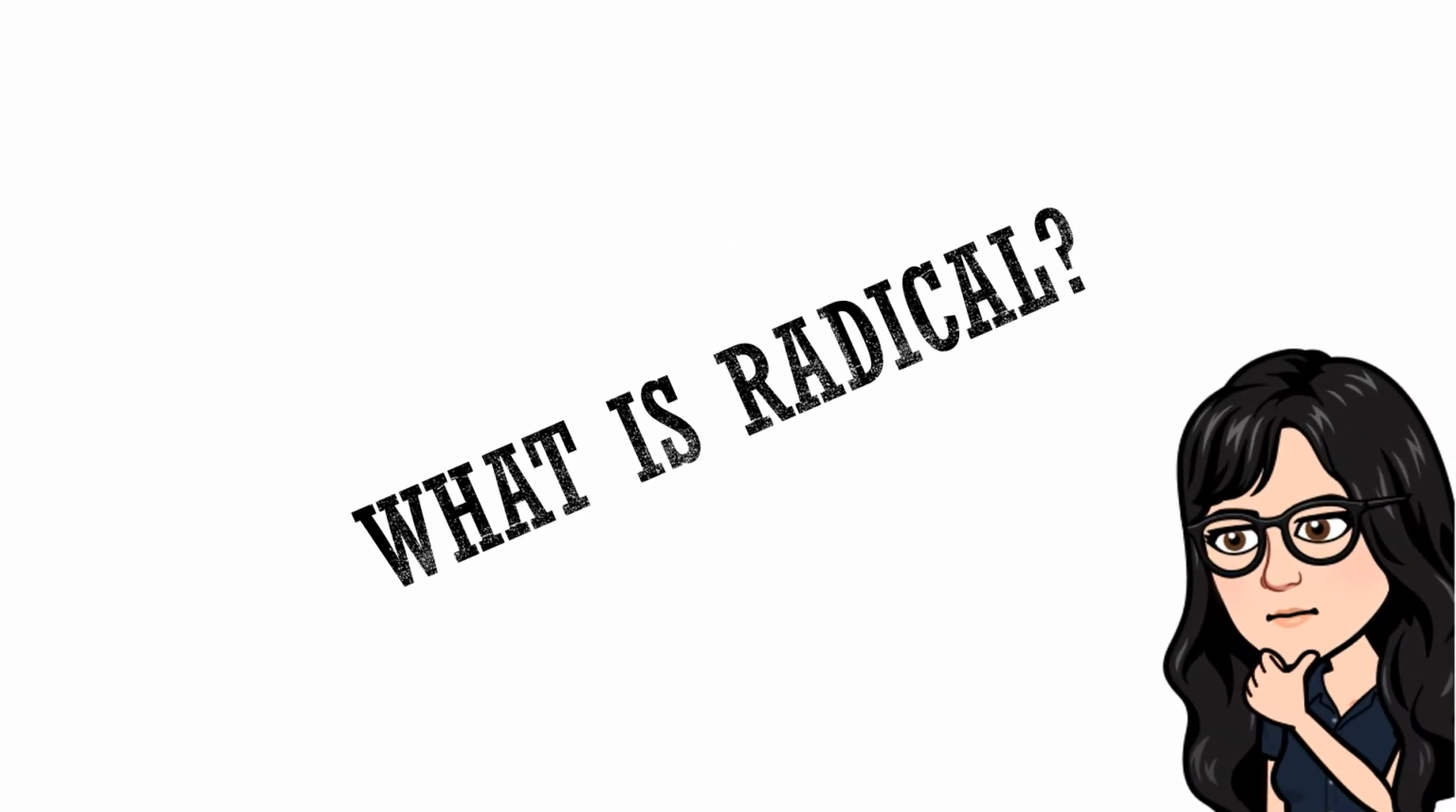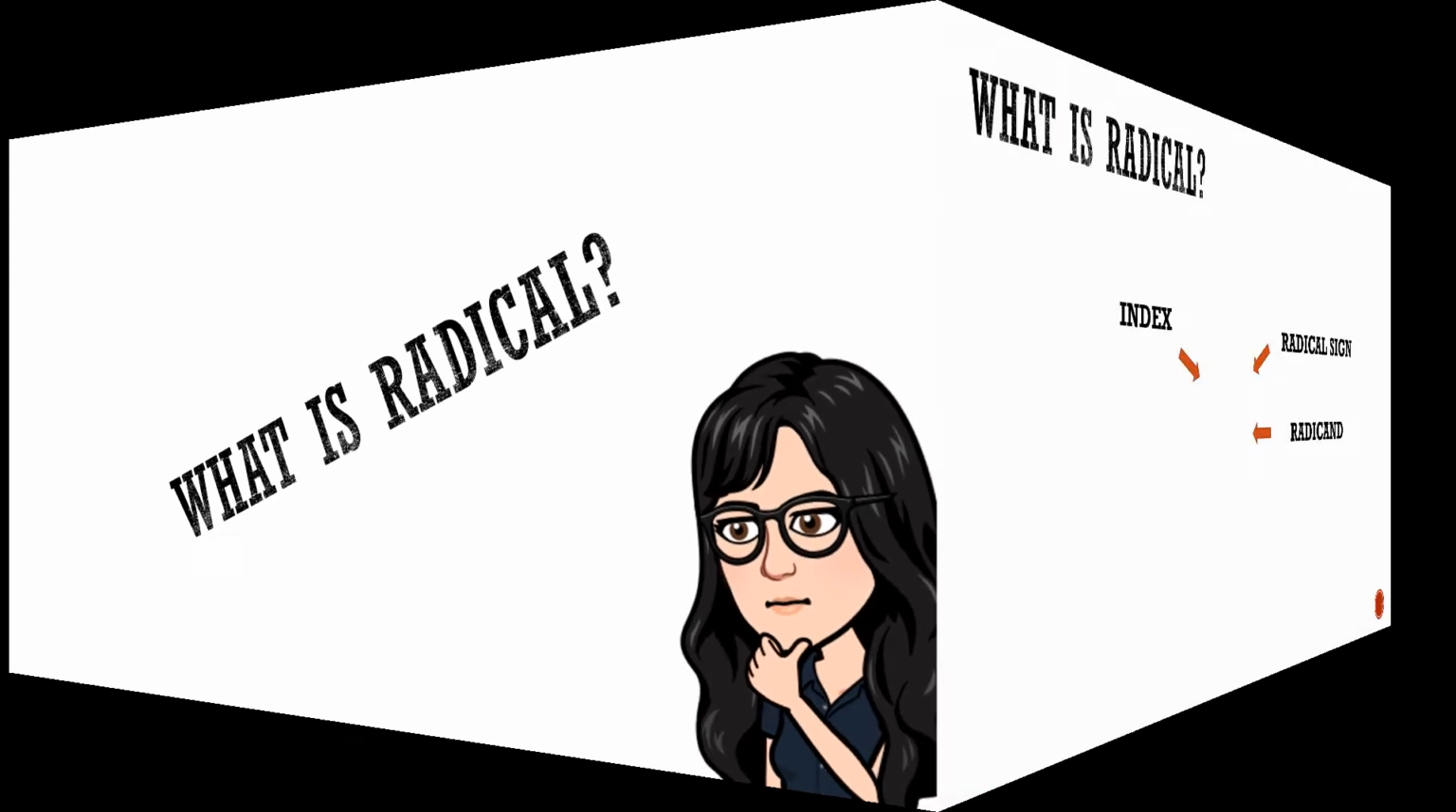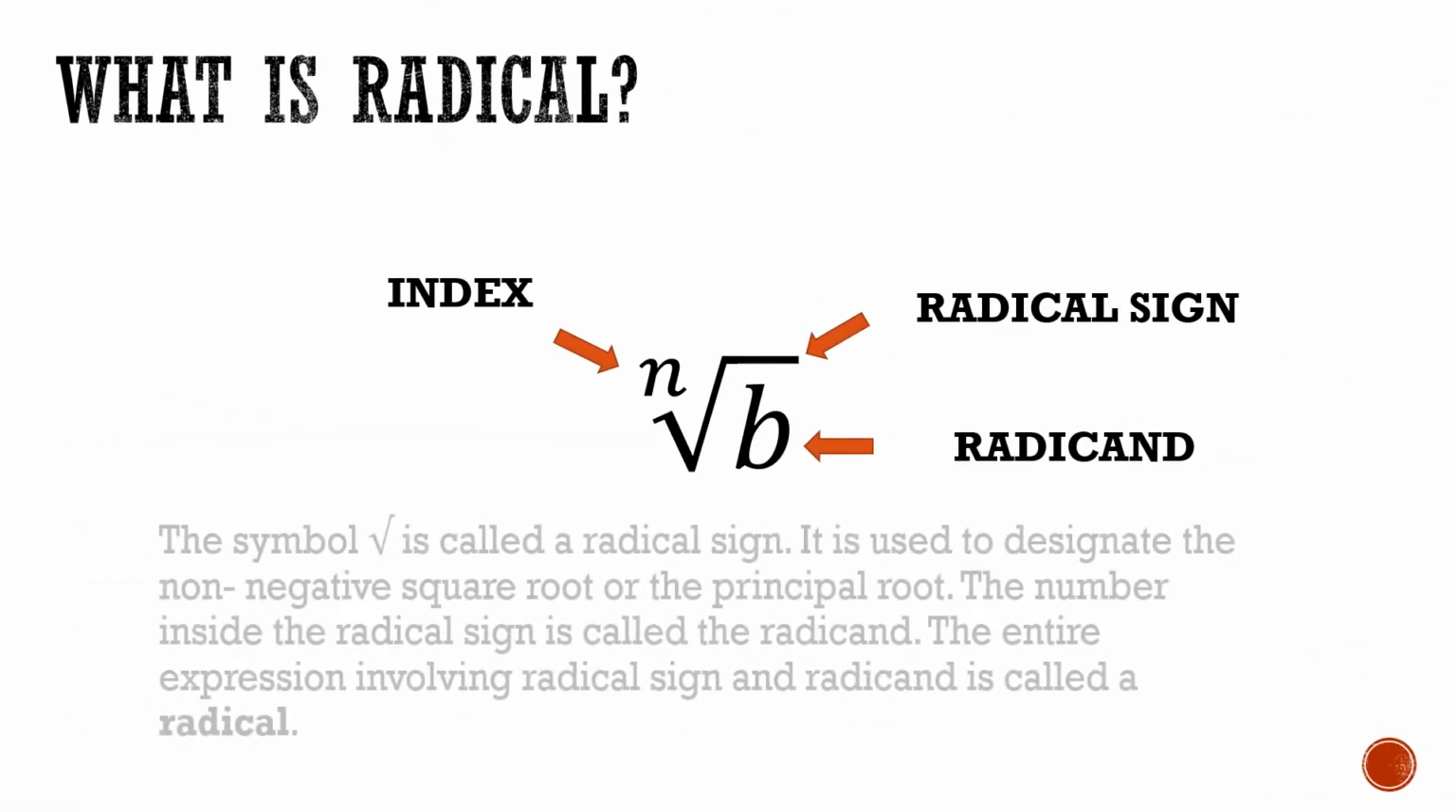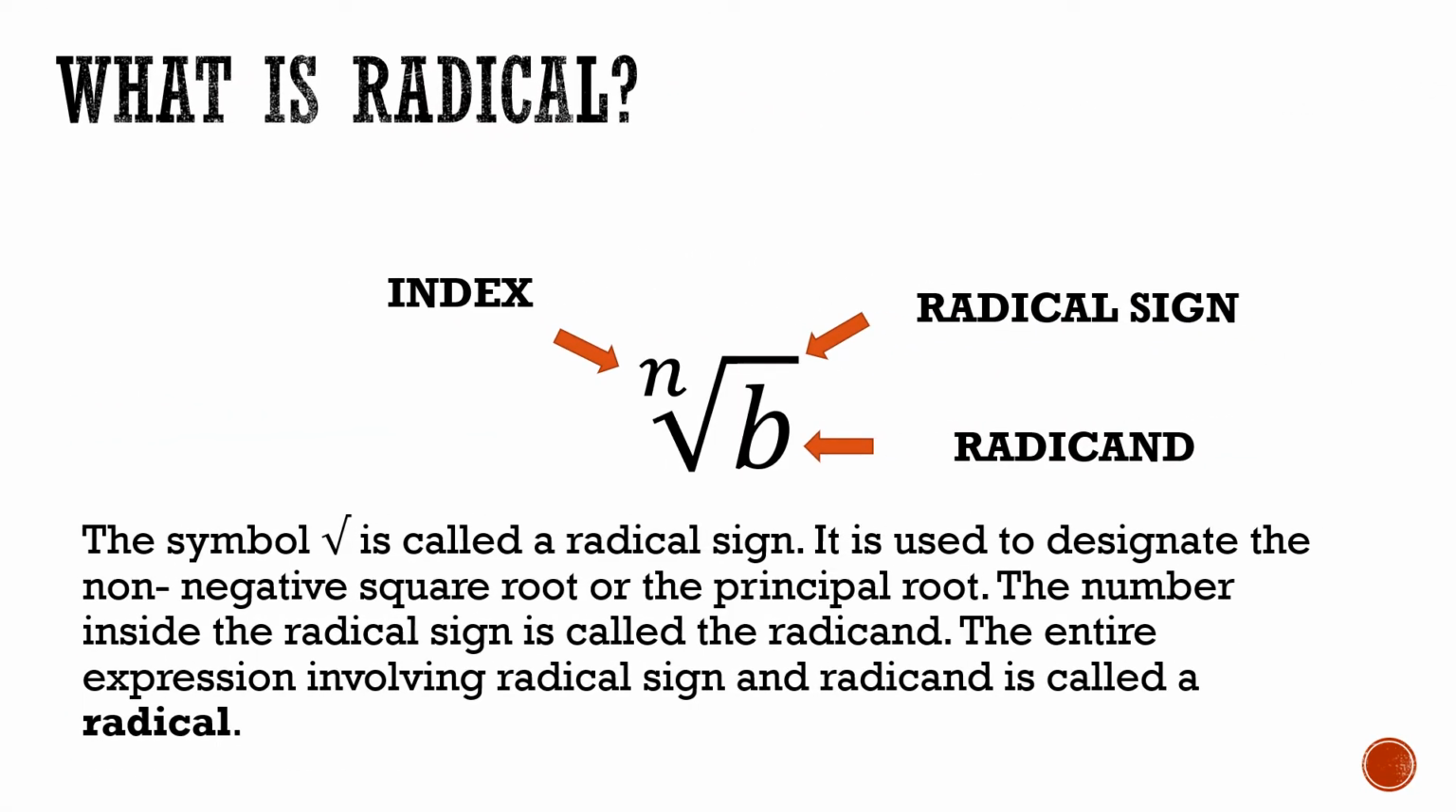So what is a radical? The symbol square root is called the radical sign. It is used to designate the non-negative square root or the principal root. The number inside the radical sign is what we call the radicand. The entire expression involving the radical sign and the radicand is called the radical.